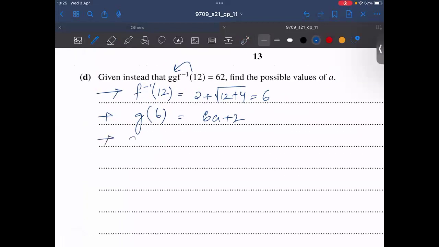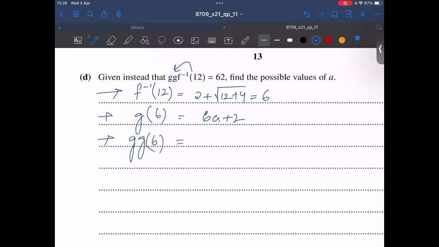Sir, why did you put 6 in G? Because I'm getting the value of F inverse of 12 as 6, so I'm now substituting 6 into G. And that's what I'm getting as 6A plus 2. Now I'm going to substitute 6A plus 2 into G again.